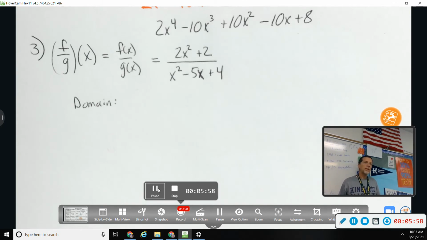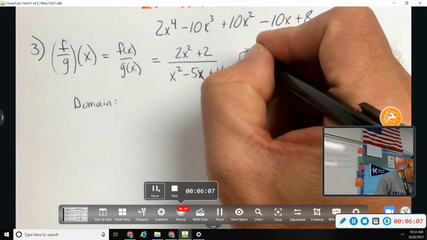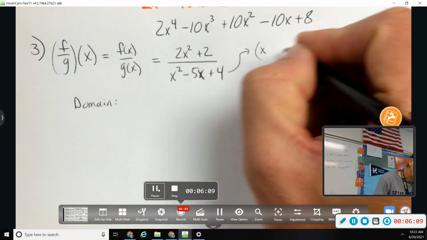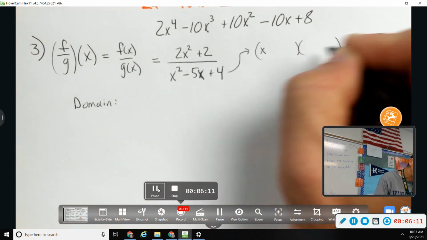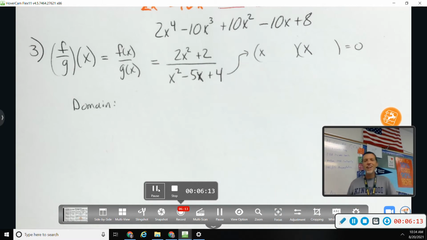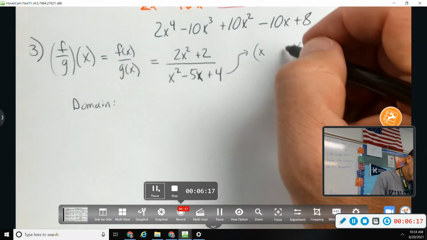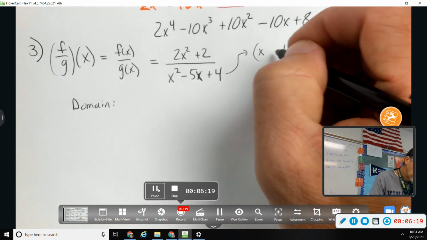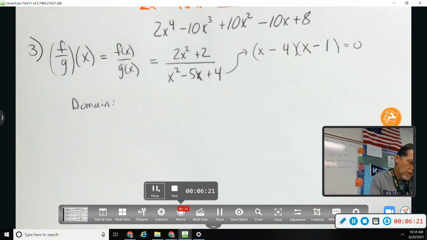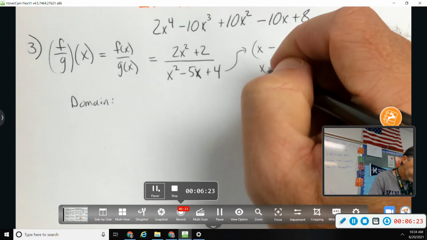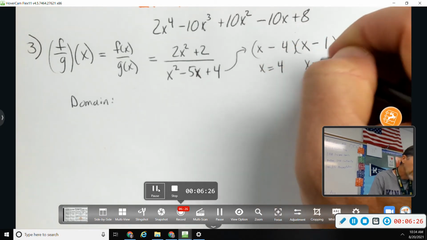So how am I going to find the domain of that, or what might be a problem for the domain? The denominator can't be 0. So, you know what? Let's factor it. You wanted to factor the last one. No, thank you. But we can factor this one. 4 and 1, x minus 4, x minus 1. So x equals 4 and x equals 1.